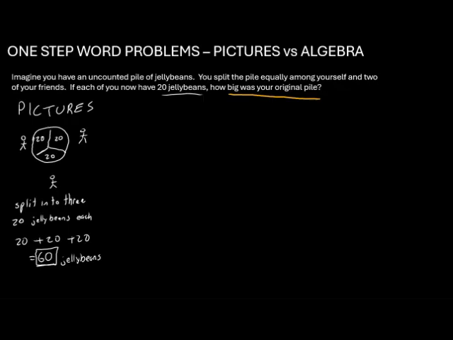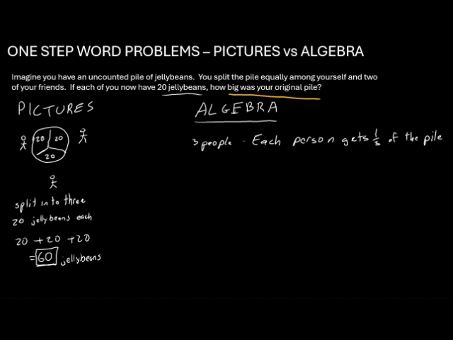We could get the same answer, though, by using algebra. To get started with our algebra, we might realize that we still have 3 people. If we have 3 people, that means each person will get 1/3 of the original pile. We also know that we're getting 20 jelly beans each.